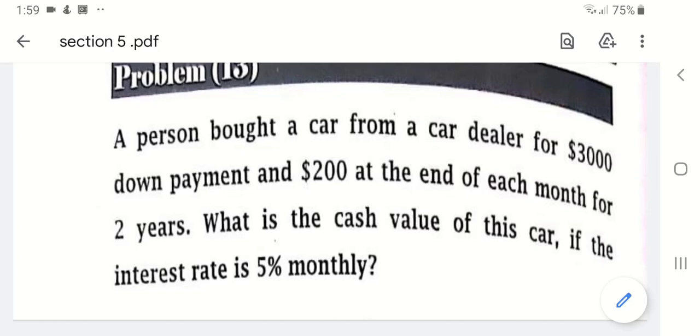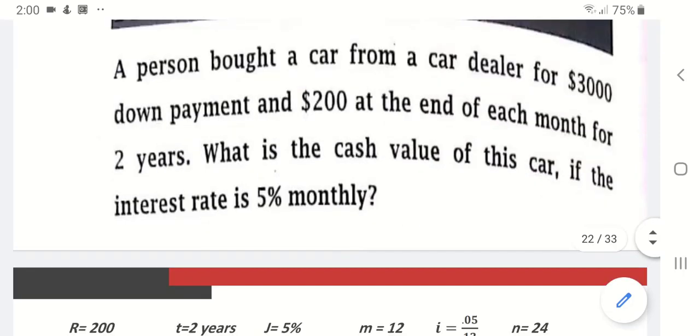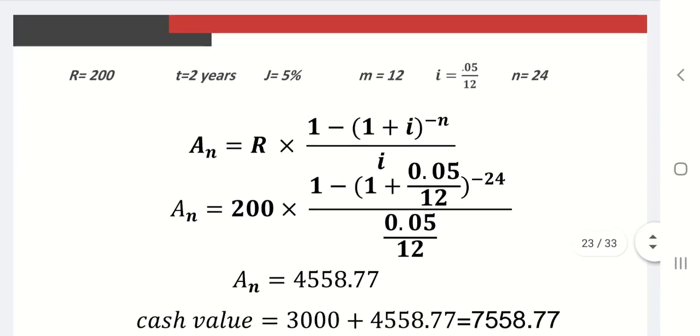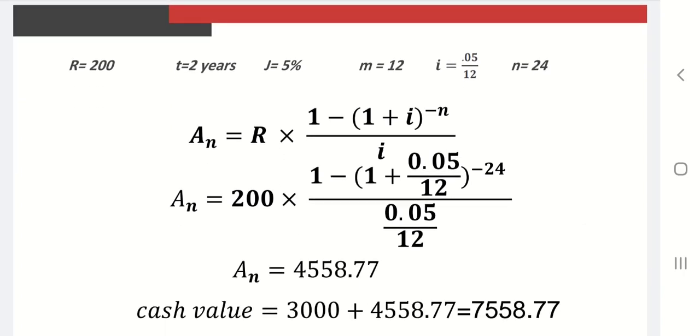And there are 12 times 2, which is equal to 24 annuities. And J equal 5%, and because it's converted monthly, M equal 12 and I will be equal to 5% over 12. The solution: R equal to 200, J equal 5%, M equal 12, I equal 5% over 12, N equal 24.